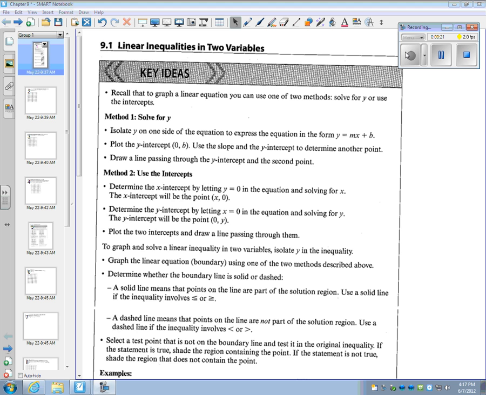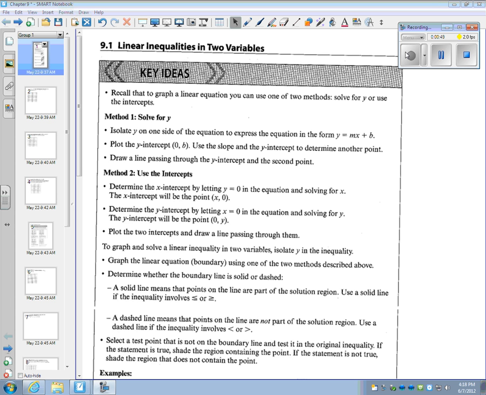Either you solve for y or you use the intercepts. So I do want you to do some old school graphing here, not just relying on the iPads, because it's good to know how to graph a line. So first of all, you could isolate for y, and you put it in y equals mx plus b. B is your y-intercept, so you go to 0, b, and then you use slope, so up and over however many the slope is, to find your second point and draw a line.